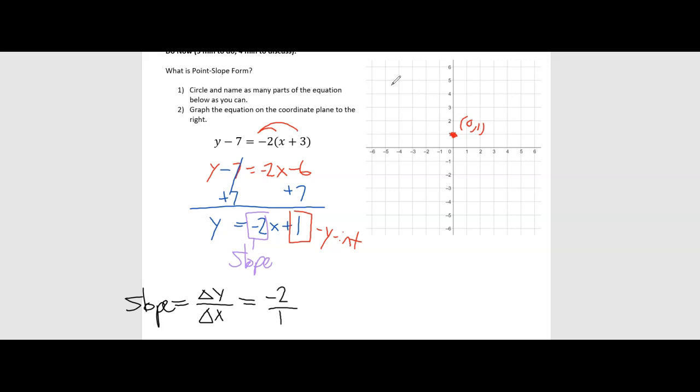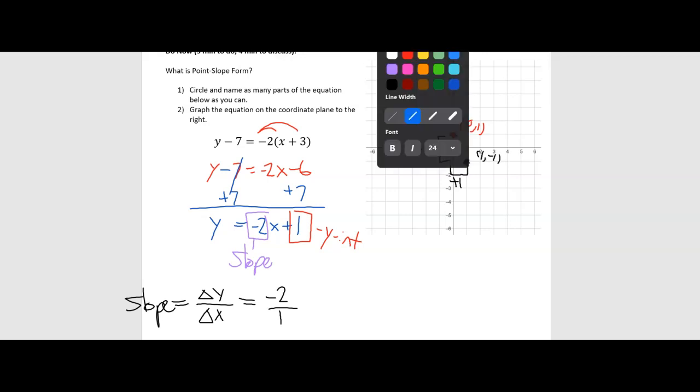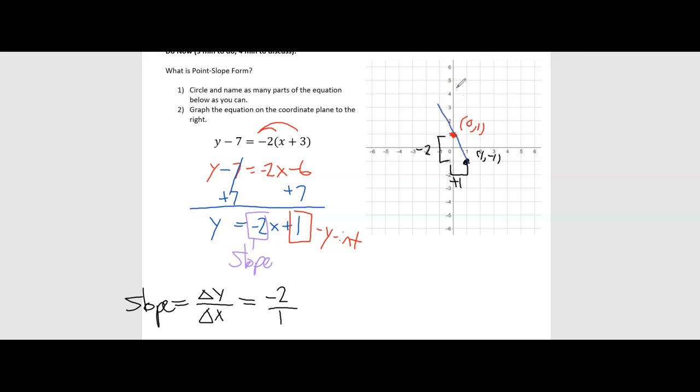Right? You can always make that negative 2 a fraction by putting it over 1. So from this point, I go down, change in y is negative 2, and I go 1 to the right because I have positive 1 for my change in x. Let's do it on the other side so I don't run into my line. This new point is 1 comma negative 1. And I am good to draw my line. Perfectly acceptable way of graphing this equation, right?